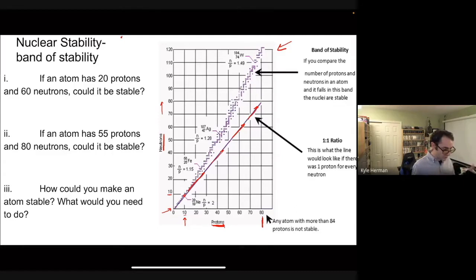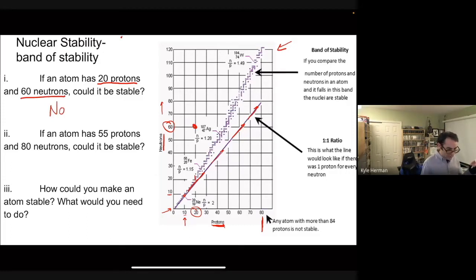Okay, so let's go through one of these example problems. If an atom has 20 protons and 60 neutrons, could it be stable? All we have to do is plot these two things and then find out if it's on these dots. So we go from 20 up to 60. If we take a look, that's going to be about here, and we would say no, it's not going to be stable.